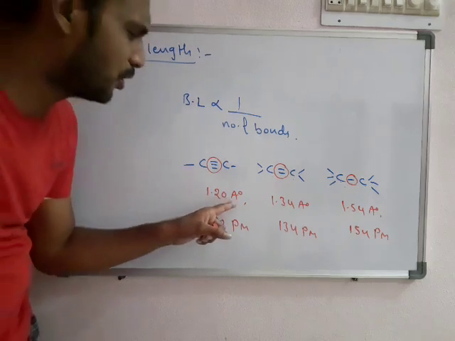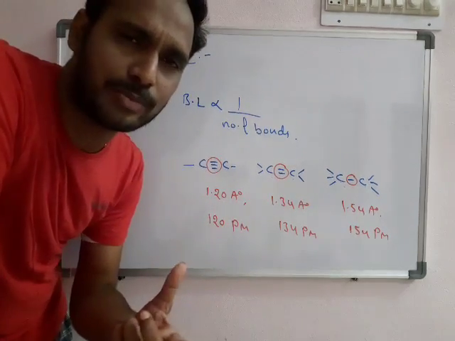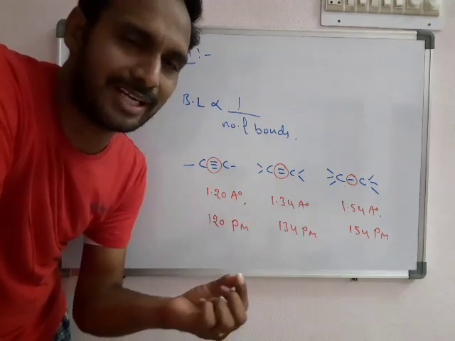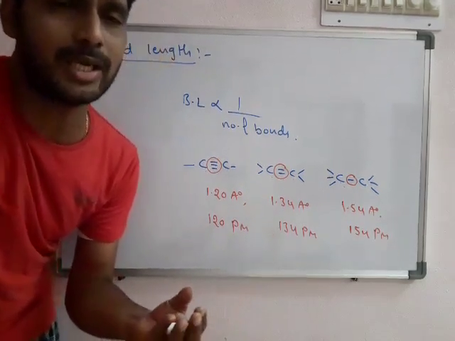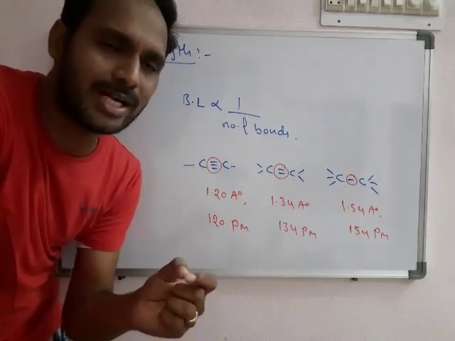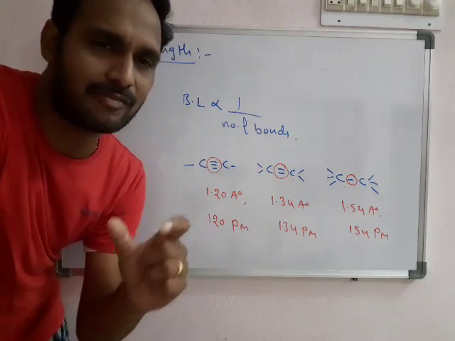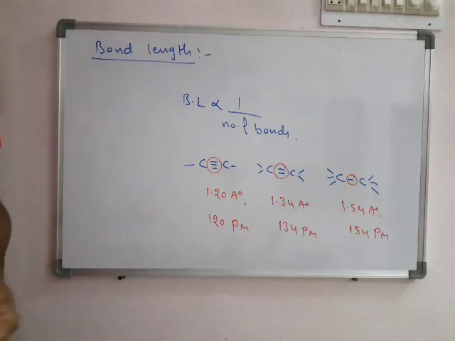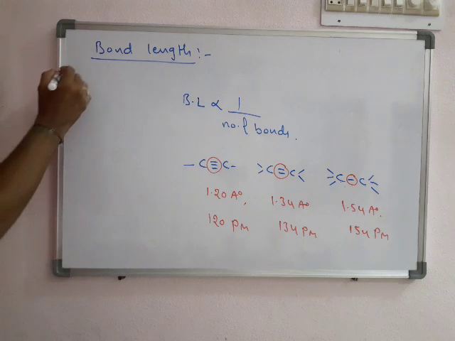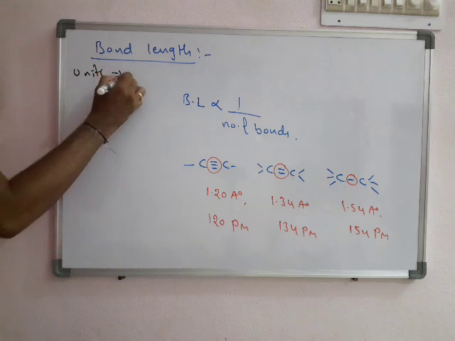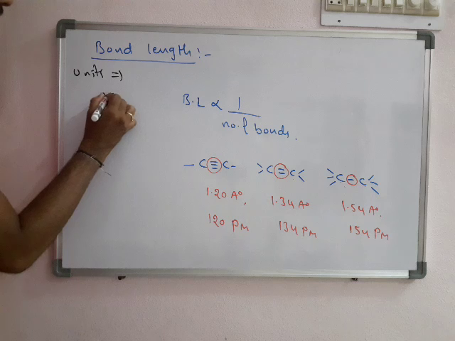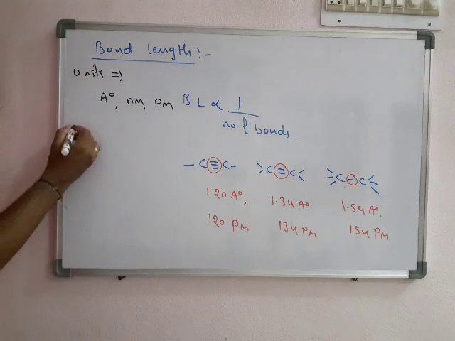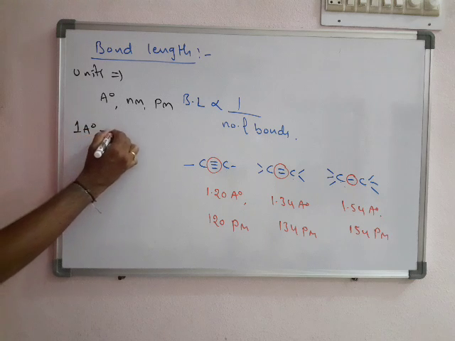These are small units: angstroms, picometers, nanometers. We can't use centimeters or meters for length here. For general length it is okay, but bond distances are very small. Generally used units are angstroms, nanometers, picometers. So 1 angstrom equals how many centimeters?